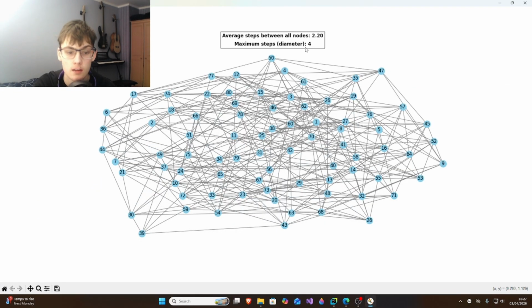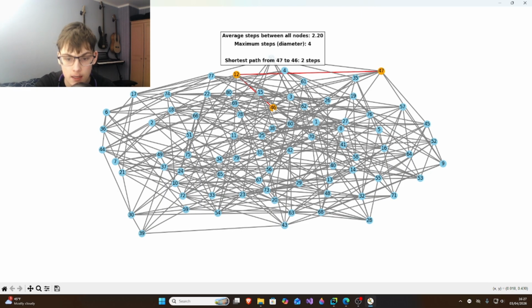You can see that the average steps between 2 nodes is 2.2, and the maximum of the minimum steps between 2 nodes here is 4, but on most of my simulations it comes up as 3. Compared to the real world's estimated roughly 6. You can click on 2 nodes and see how many steps it would take, the lowest amount of steps it takes between them. So node 47 knows node 12, which knows node 46.